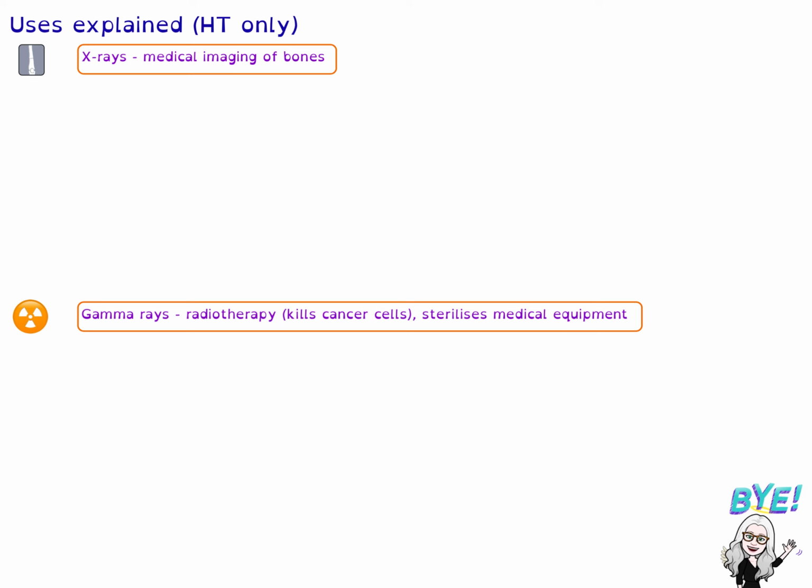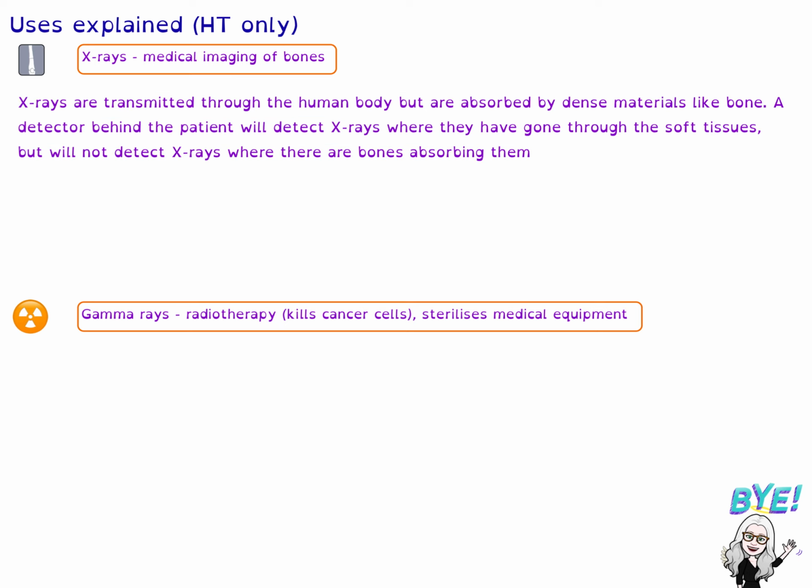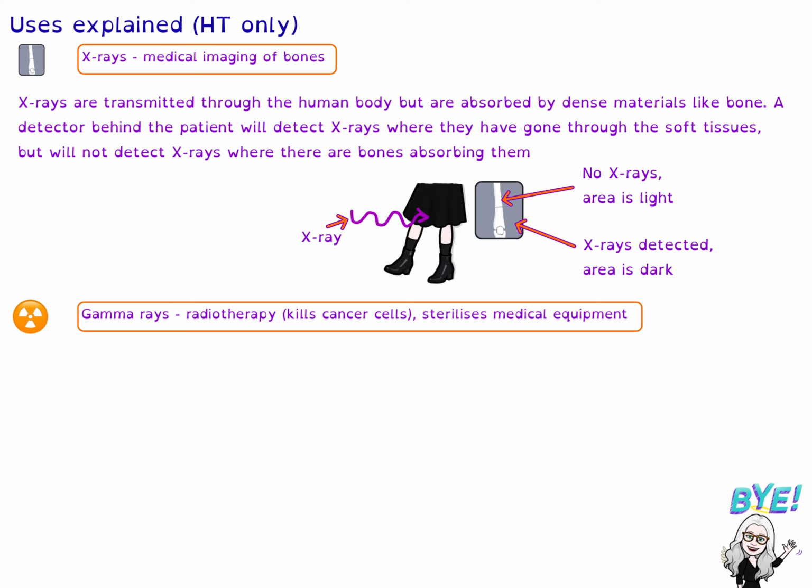X-rays are used for medical imaging of bones. X-rays are transmitted through the human body, but are absorbed by dense materials like bone. A detector behind the patient will detect X-rays where they have gone through the soft tissues, but will not detect X-rays where the bones are absorbing them.